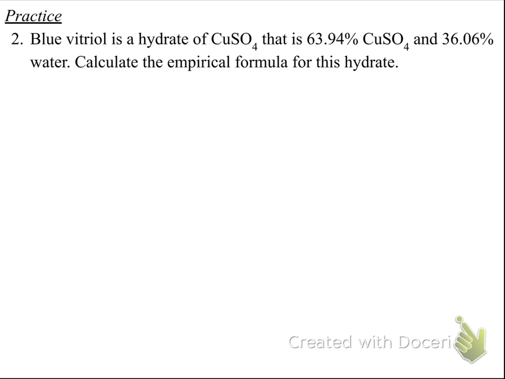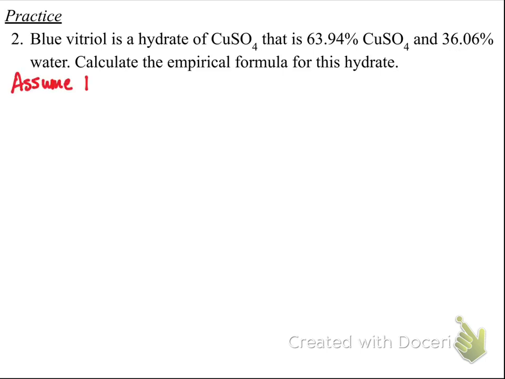So we're going to do another problem. This setup is a little bit different. In this case, instead of being given exact lab data in grams, we are given the percent data, which is a really common way to give information about hydrates. So we are told that we have a hydrate, and the hydrate is 63.94% copper sulfate and 36.06% water.